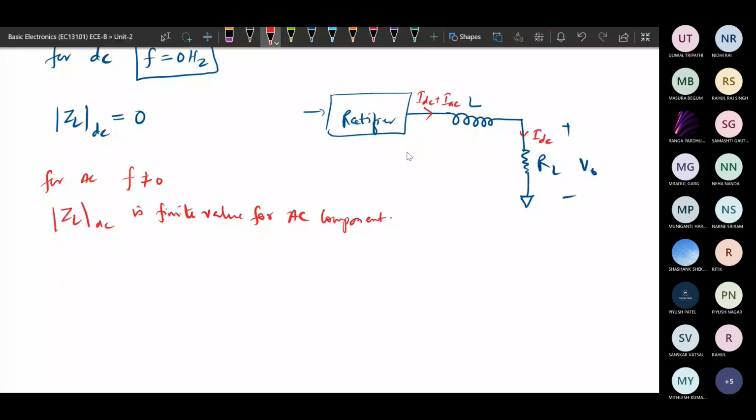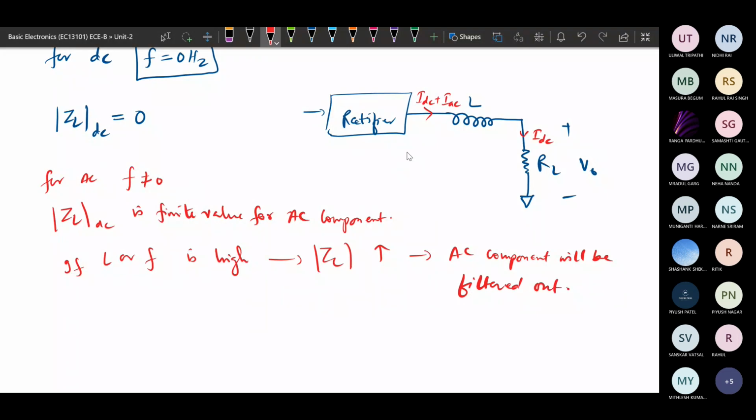In the case of the ZL value, for AC there will be some resistance. If the L value is high, or the frequency is high, then ZL will be high. And if ZL is high, that means the AC component will be filtered out.